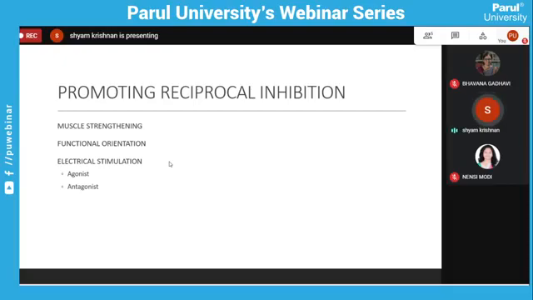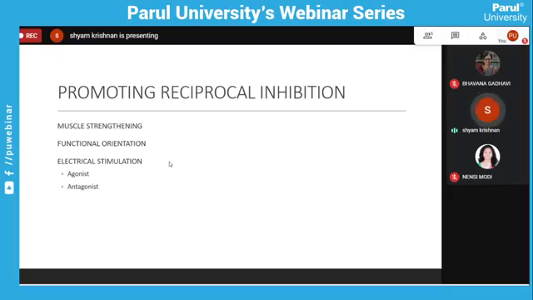So promote activities which emphasize strength. Next is functional orientation: you make the person practice again and again the desired movement patterns or movement combinations needed to achieve a certain function. You train the person repeatedly with enforced practice for functional orientation. That also leads to a promotion of reciprocal inhibition.